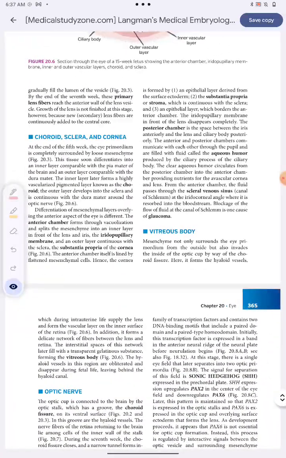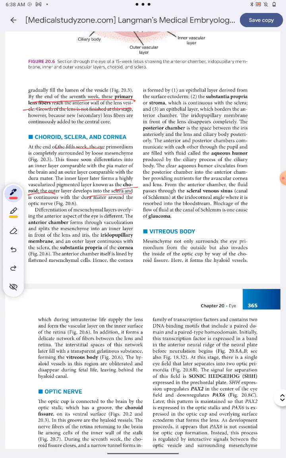So, formation of the choroid, sclera, and cornea. By the fifth week, the primordium is completely surrounded by loose mesenchyme. This tissue differentiates, and the inner layer forms a highly vascularized pigmented layer known as the choroid. The outer layer develops into the sclera and is continuous with the dura mater and the optic nerve. The choroid is continuous with the pia mater, and the sclera is continuous with the dura mater around the optic nerve.